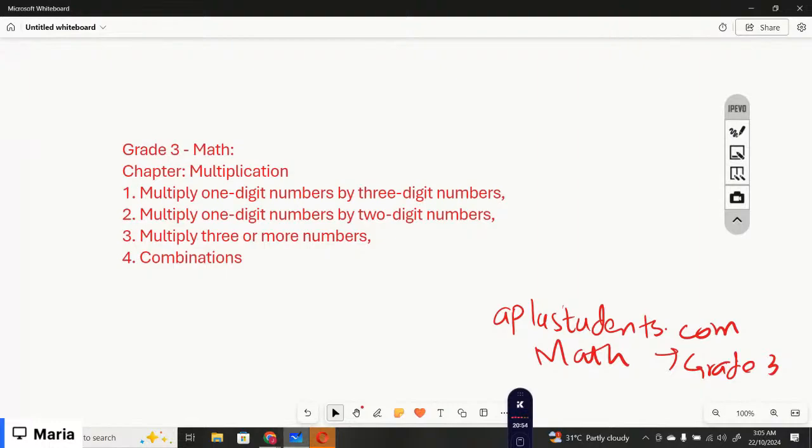There you can find a list of the chapters. We're going to start with the chapter multiplication. The lessons we're going to cover today are multiply one digit number by three digit numbers, multiply one digit number by two digit numbers, multiply three or more numbers and combinations. Please make sure you have your notebook and pencil so that you can note down the important examples and definitions as well.